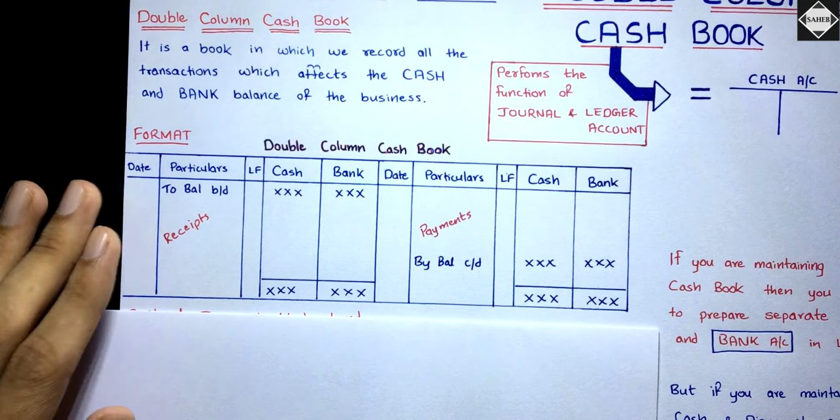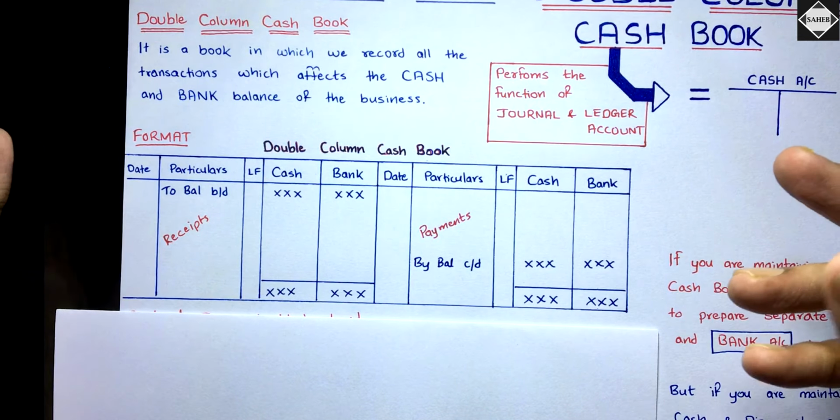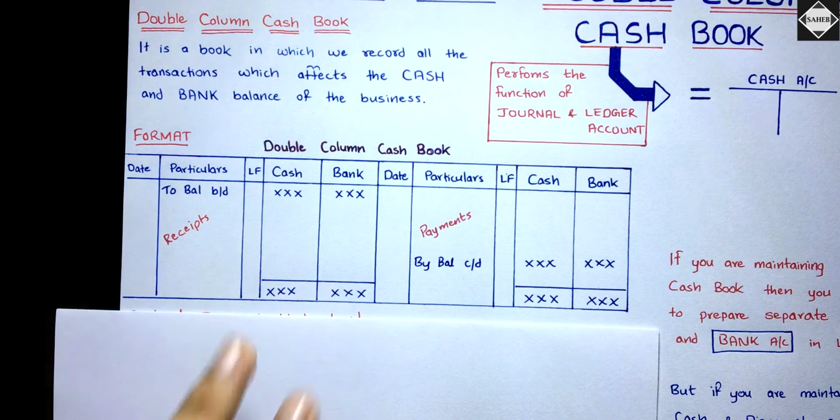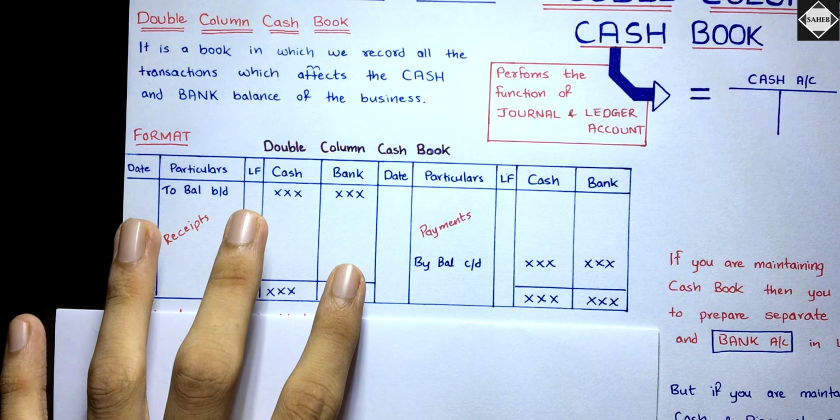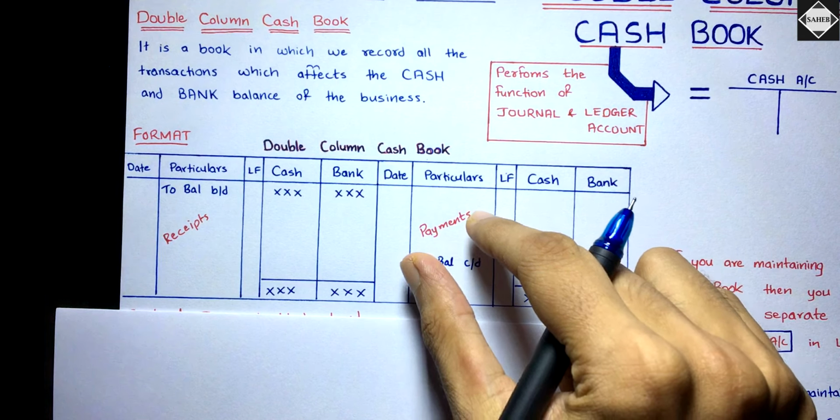And now we have to understand the format in a double column cash book. It's simple. The same format applies: debit side, credit side. You have two columns, right? Cash and bank, cash and bank. So what do you do on the debit side? You will take all the receipts. And on the credit side, you will take all the payments.